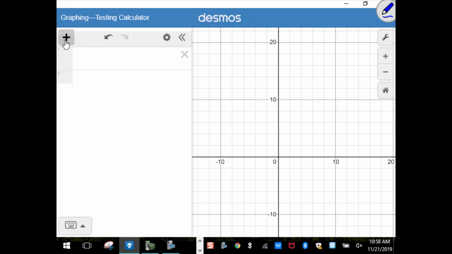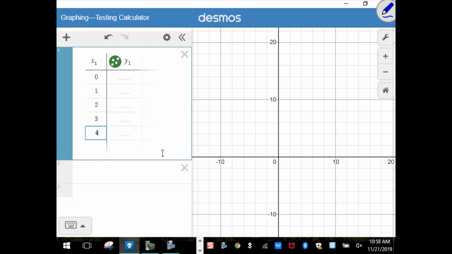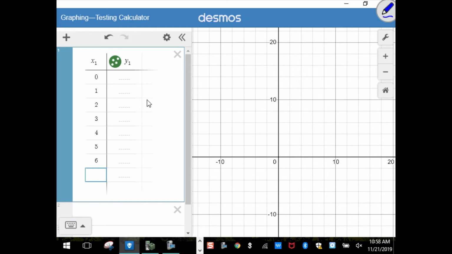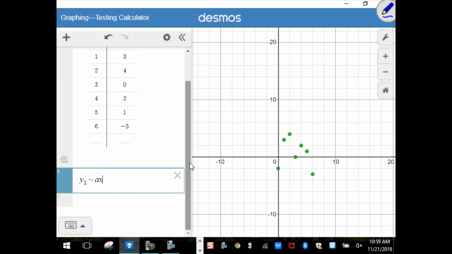So you're going to start over. The X's, 0, 1, 2, 3, 4, 5, 6. Then we have -2, 3, 4, 0, 2, 1, -3. Once you get your points in, now you guys have to type that really long thing into Desmos. So you have to be very careful. Okay, next one.